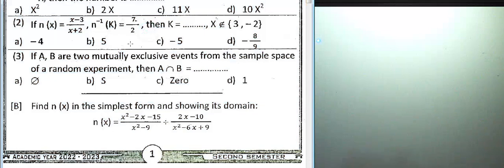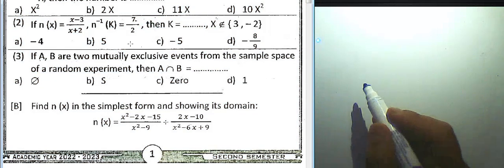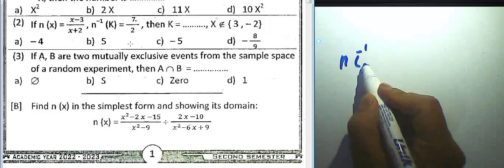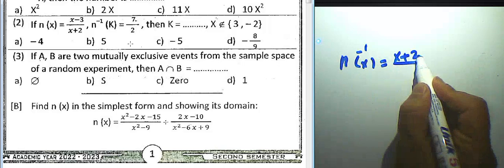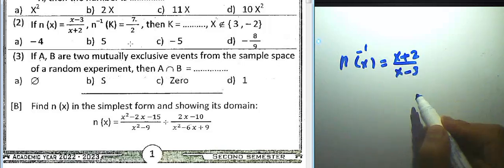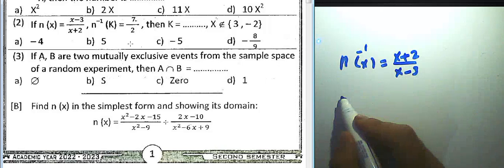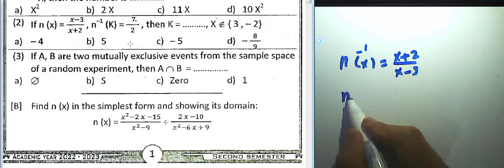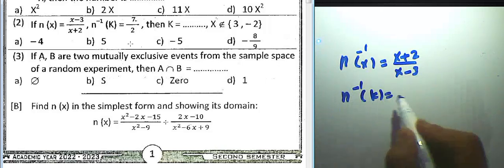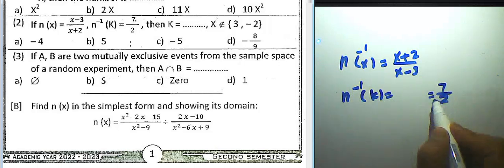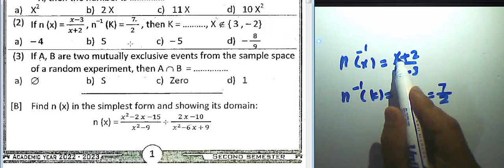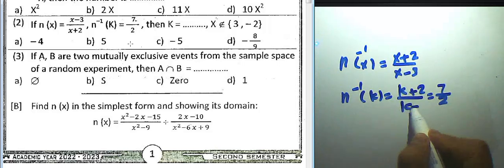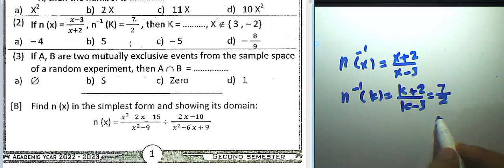Okay, we can find the inverse of this function, n to the power negative 1. We can write here (x plus 2) over (x minus 3), and he gives us n inverse of k, and the result will be equal to 7 over 2. So we must put here k: let x equal (k plus 2) over (k minus 3) equals 7 over 2, and x not equal 3 and negative 2.